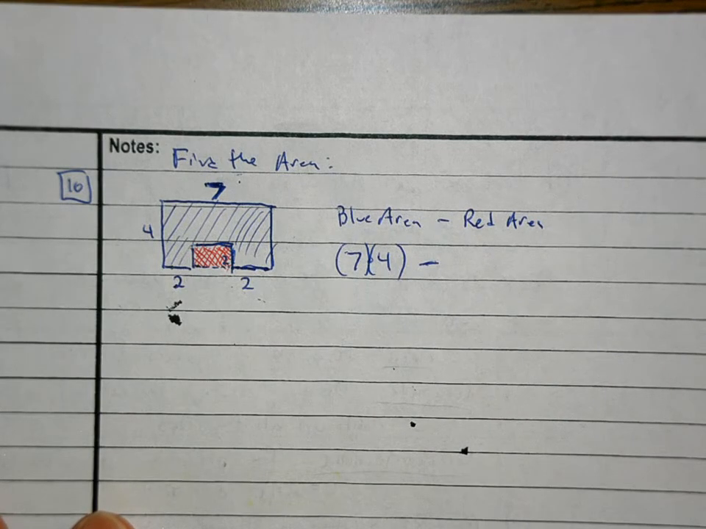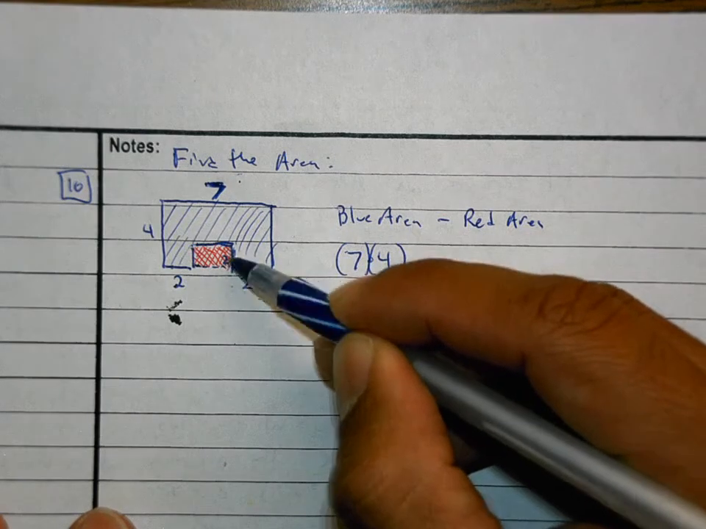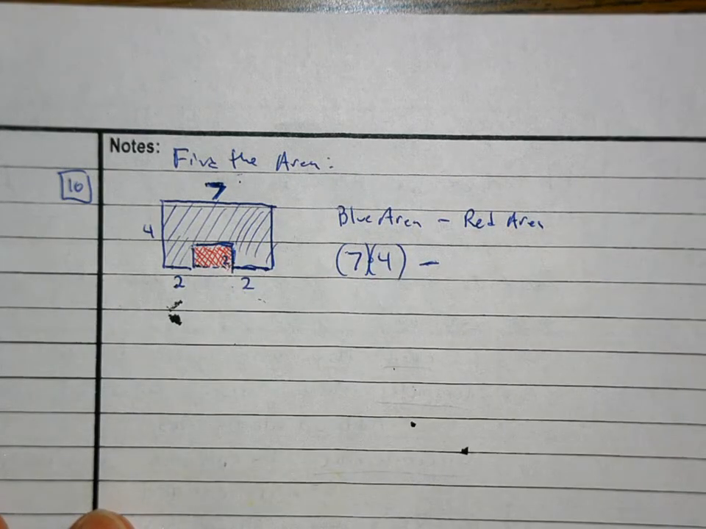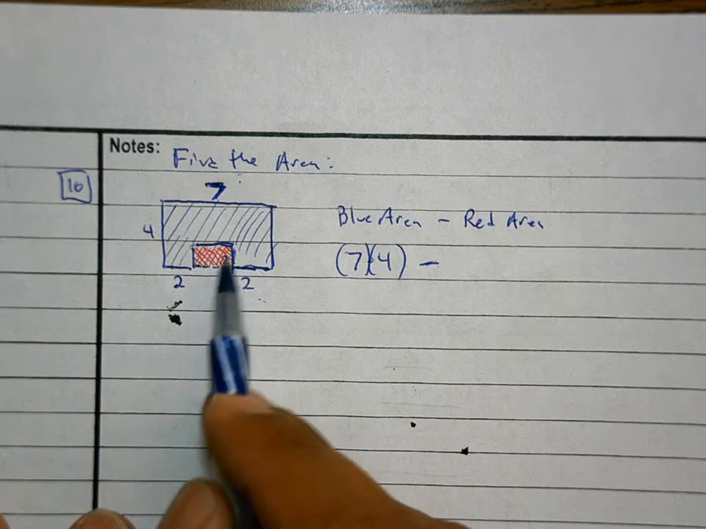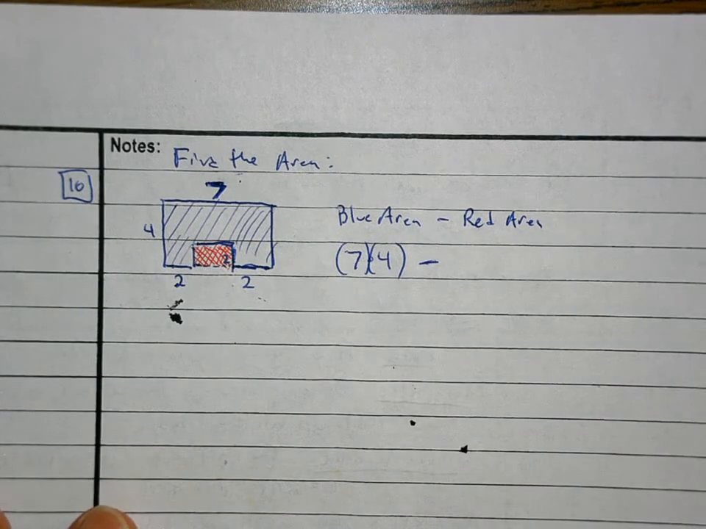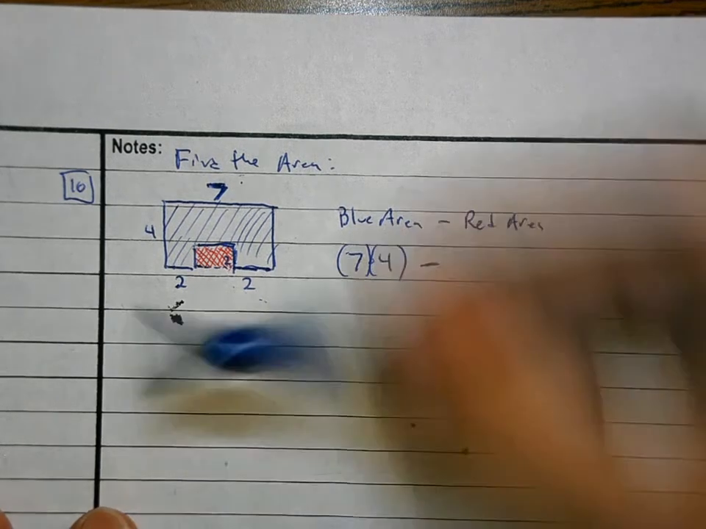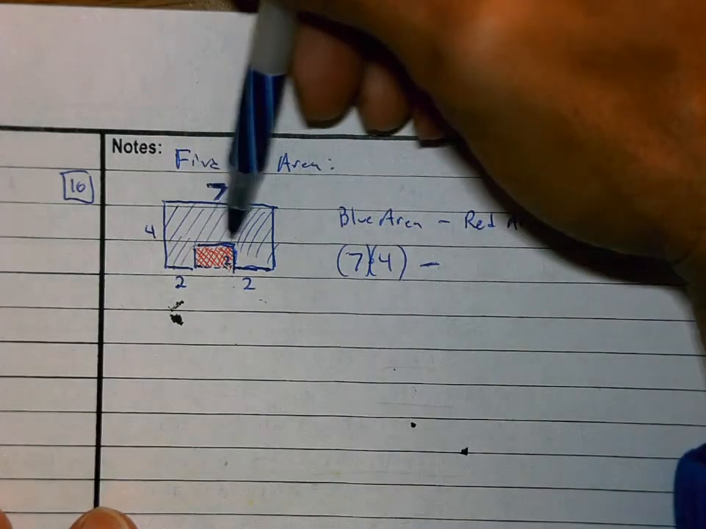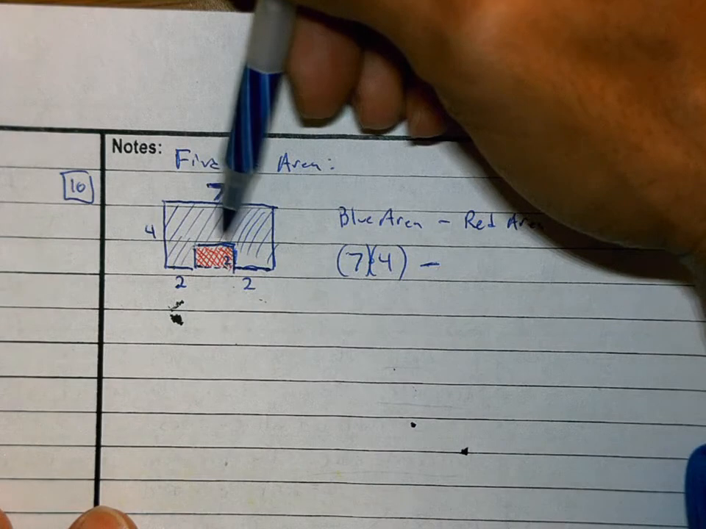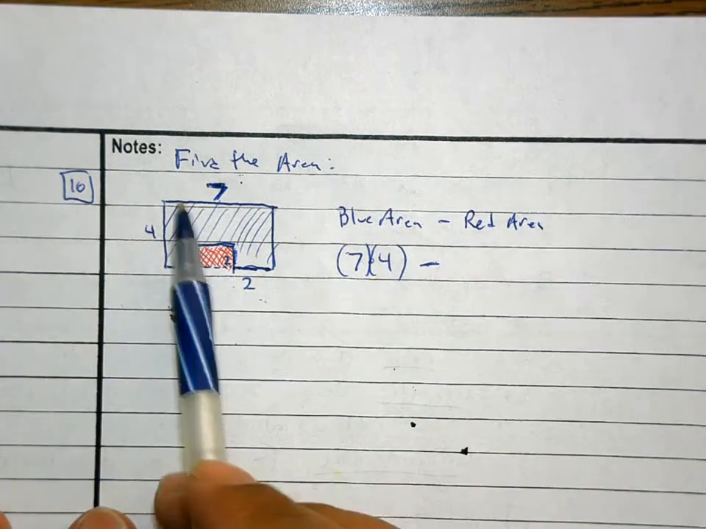Now the red area is a little bit harder because I only have the height. I only know that from here to here it's 2. What I don't know is how long it is, unless I do some other form of logic. Do you know how long this is? 3. How do you know that it's 3? Because we subtract the 2s. Right. How far was this side?